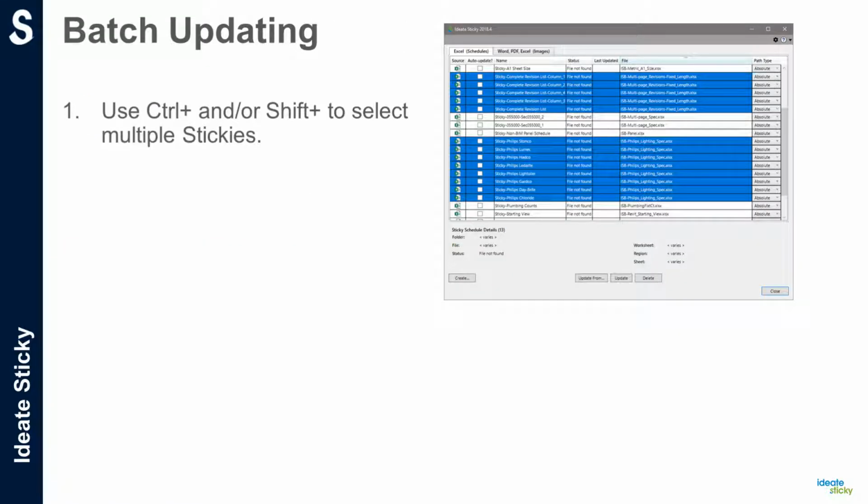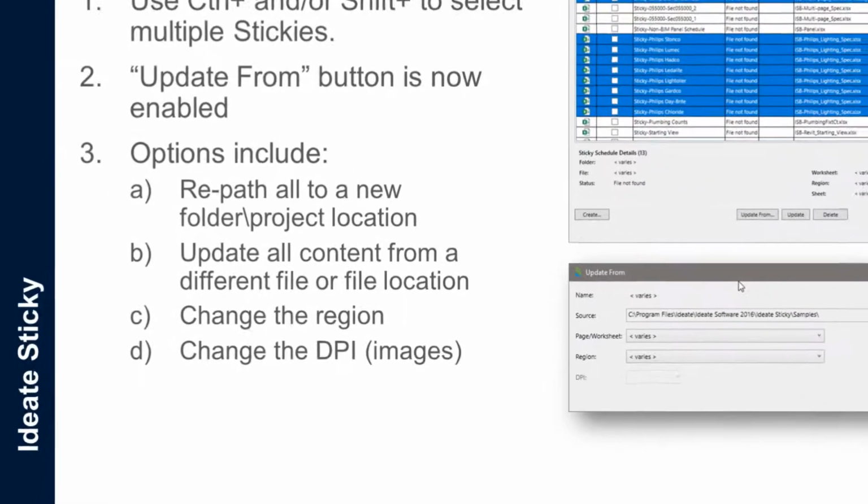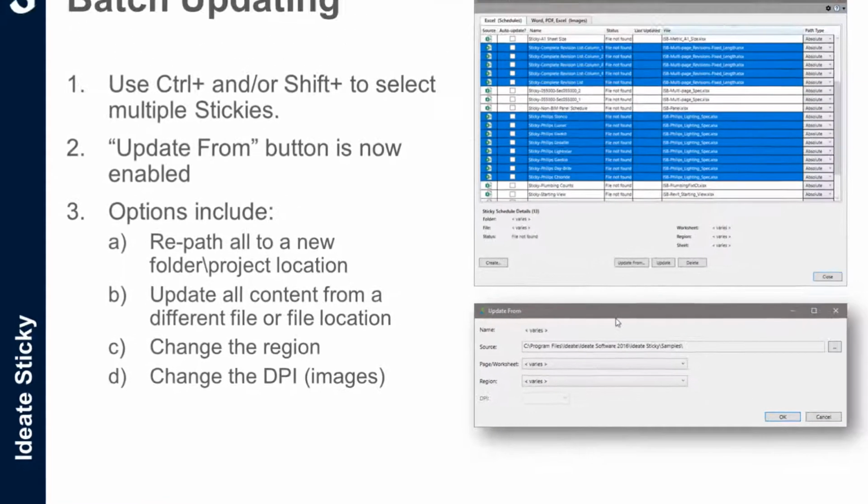The ability to update multiple stickies at once has been often requested, and we're delighted to offer this in this release. To use this feature, use the Control and/or Shift keys to select multiple stickies. Then use the Update From button, which is now enabled for multi-selection. You can repath all of the selected stickies to a new folder or project location. You can update all the content from a different file or file location. You could change the regions for Excel files, or you can change the dots per inch, which applies to images.